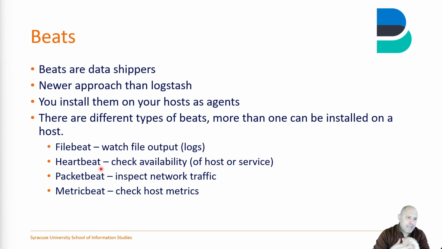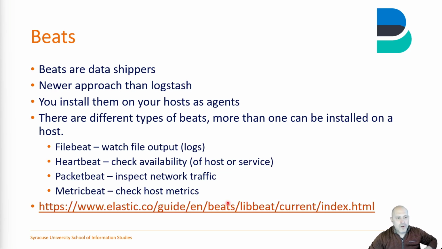There's a Packetbeat, which is kind of cool. What this does is it inspects what's going on over the network. So this will allow you to do some inspection of the kinds of traffic happening on your network. And there's a Metricbeat, which we use to get things like how much CPU is being used, how much RAM is being used, what's the disk IO. It'll get you basic hardware and application metrics. There's the URL if you want to learn more about the different beats.